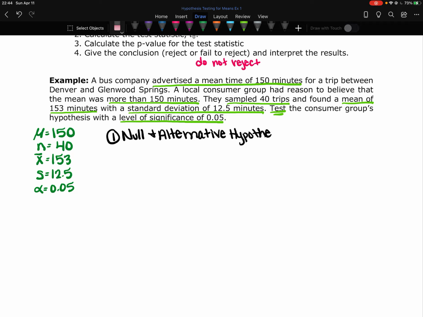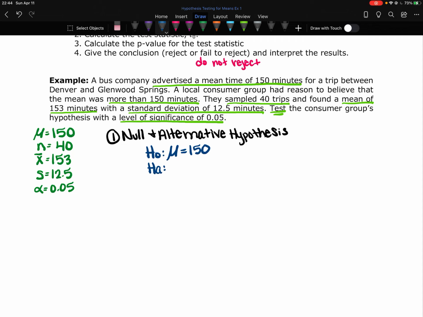If I could spell it right. So null hypothesis starts with H0. Alternative starts with HA or H1. So our null is what the bus company is claiming. So they claim that the mean is equal to 150.